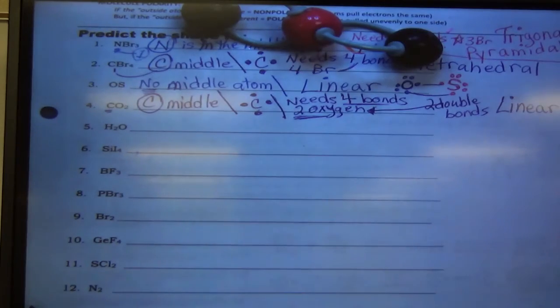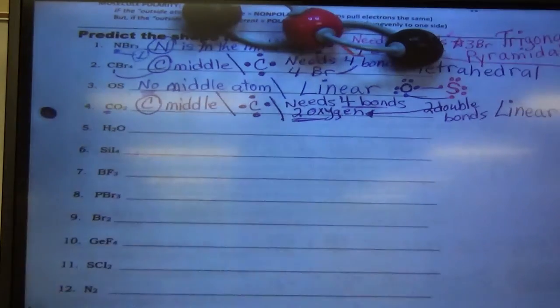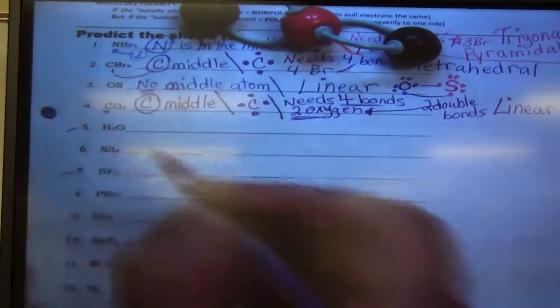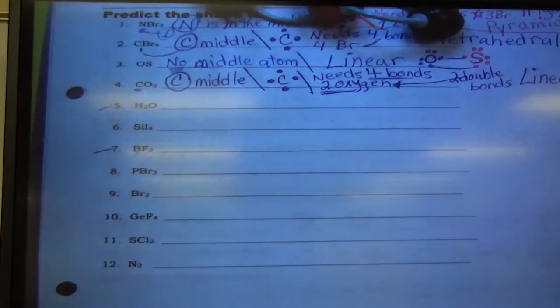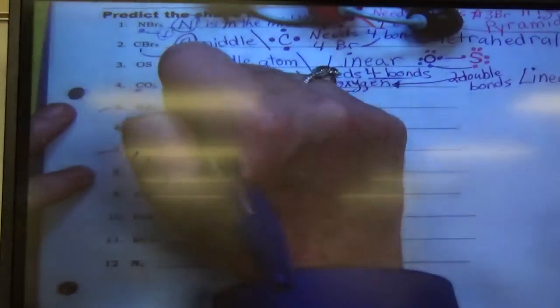And let's do number 5. And then I will skip down to number 7. Okay, number 5, H2O. Which one's in the middle? Yes, you did not say hydrogen just because it was first. Hydrogen, there's 2. If you're going to be in the middle, there can only be 1. So it is oxygen that's in the middle.